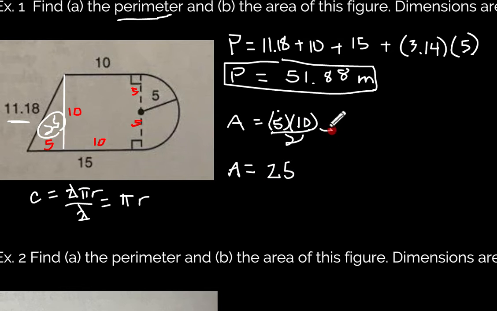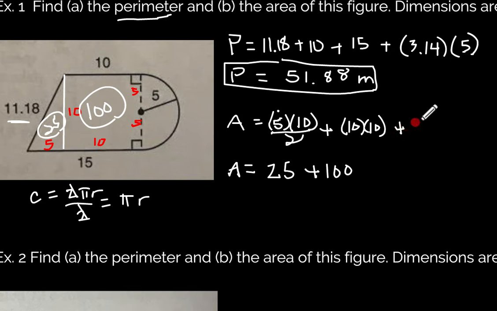Okay, an easy one. Now we have the area of the square. So that's just going to be side squared, or 10 times 10. So that one's going to be plus 100. So we have 100 here. And then we're going to do pi r squared. So the area is going to be pi r squared divided by 2.